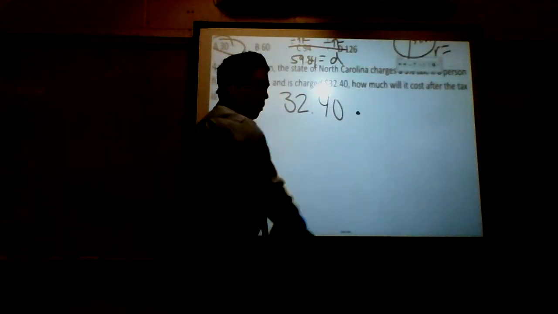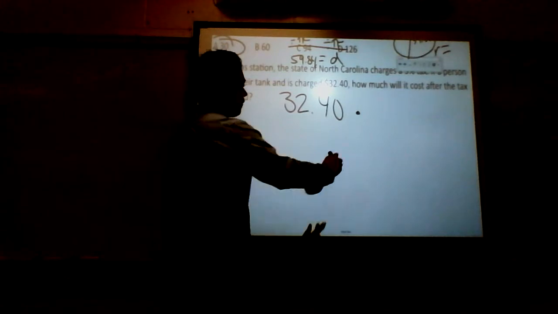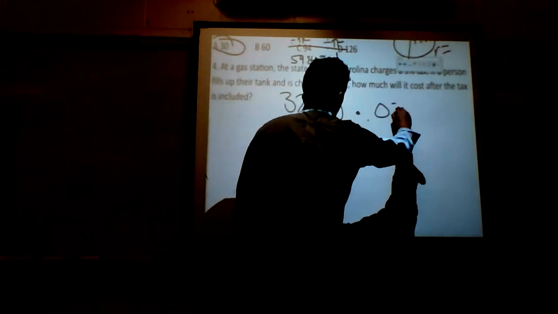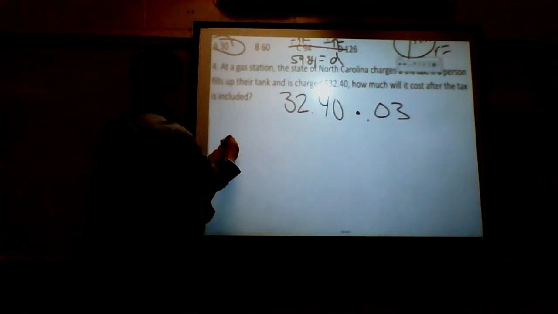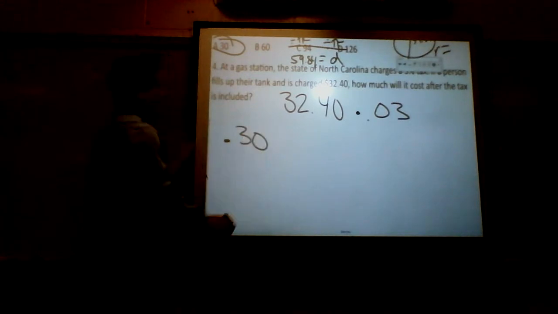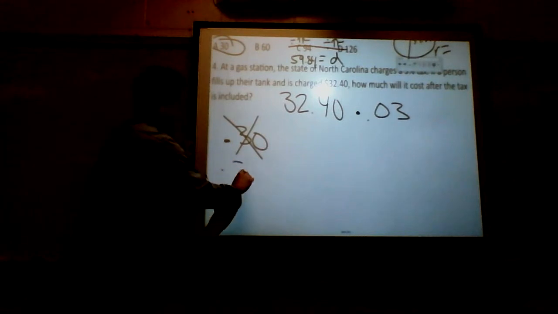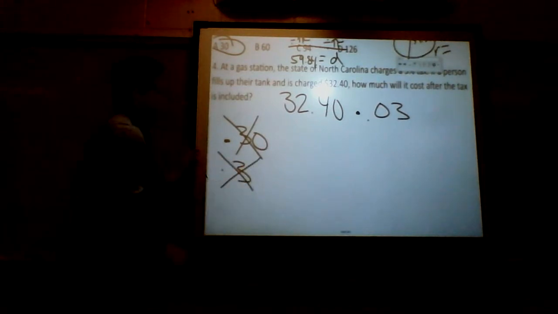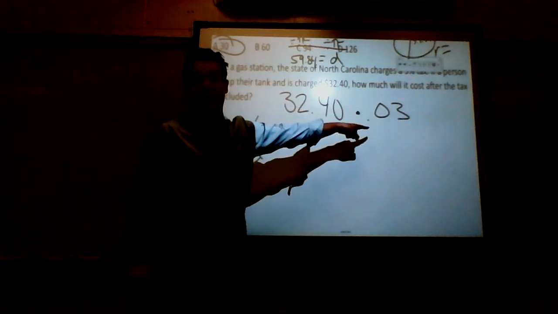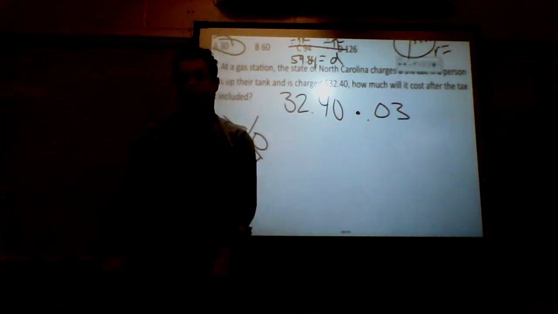Oh, I finally got the smartboard to work, finally. A tax of 3%, 0.03. This, ladies and gentlemen, that is 30%. That's not what we're looking for. This is 30%. That's not what we're looking for. A 3% tax is 0.03.